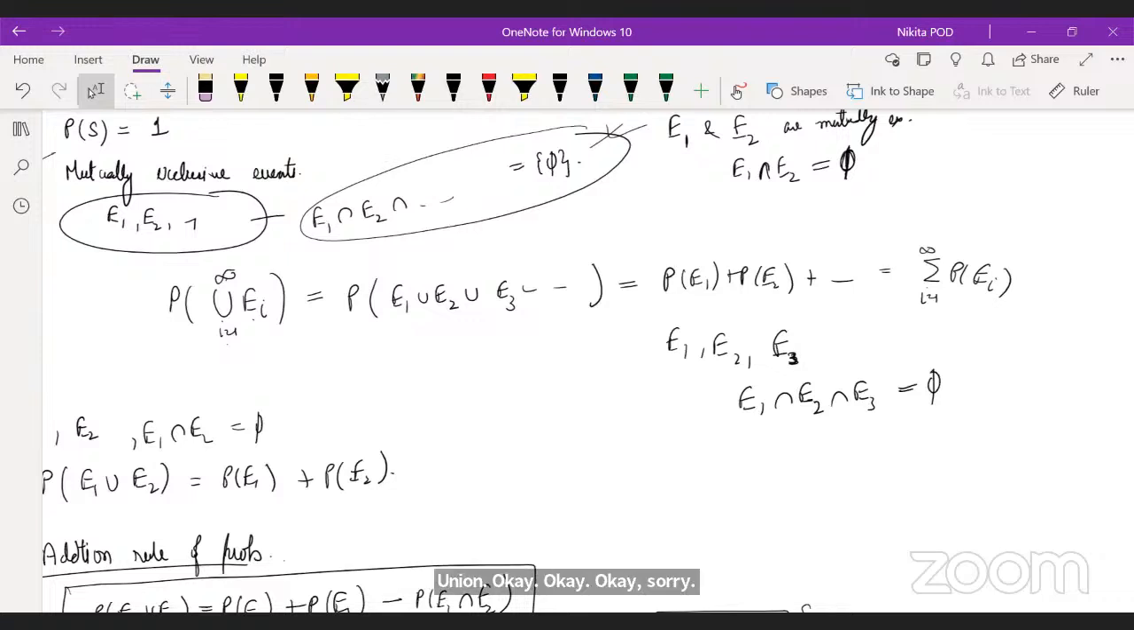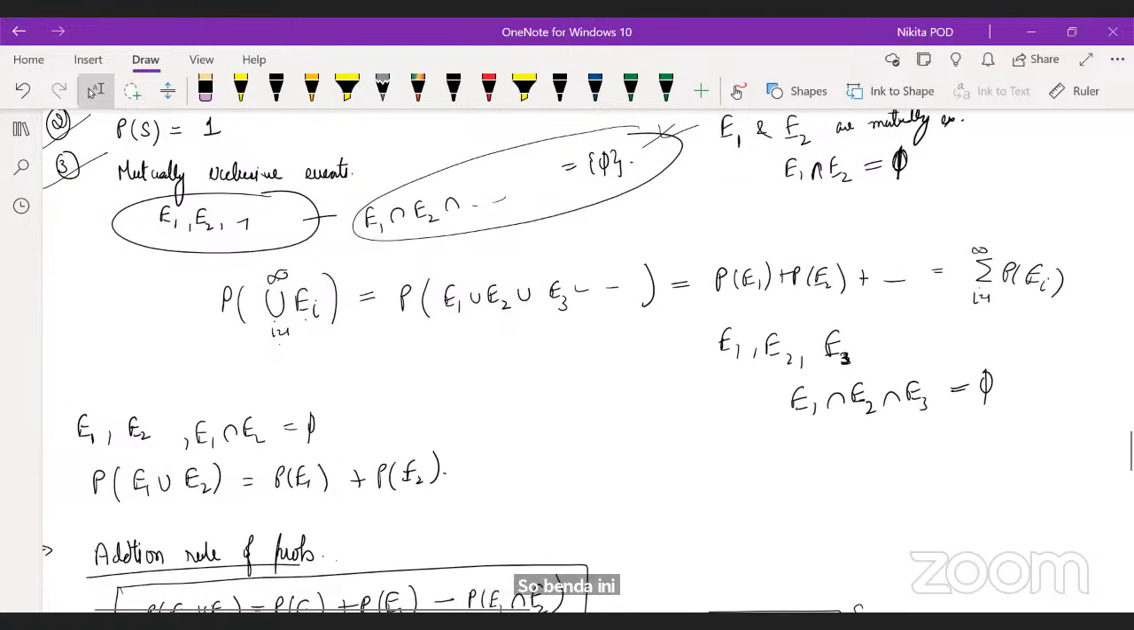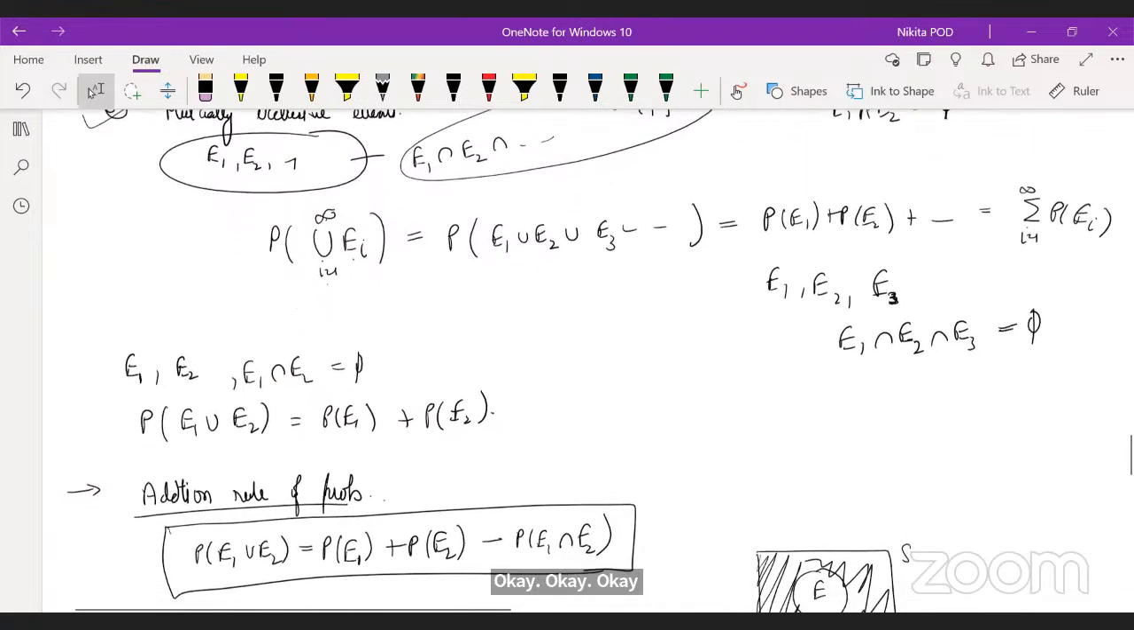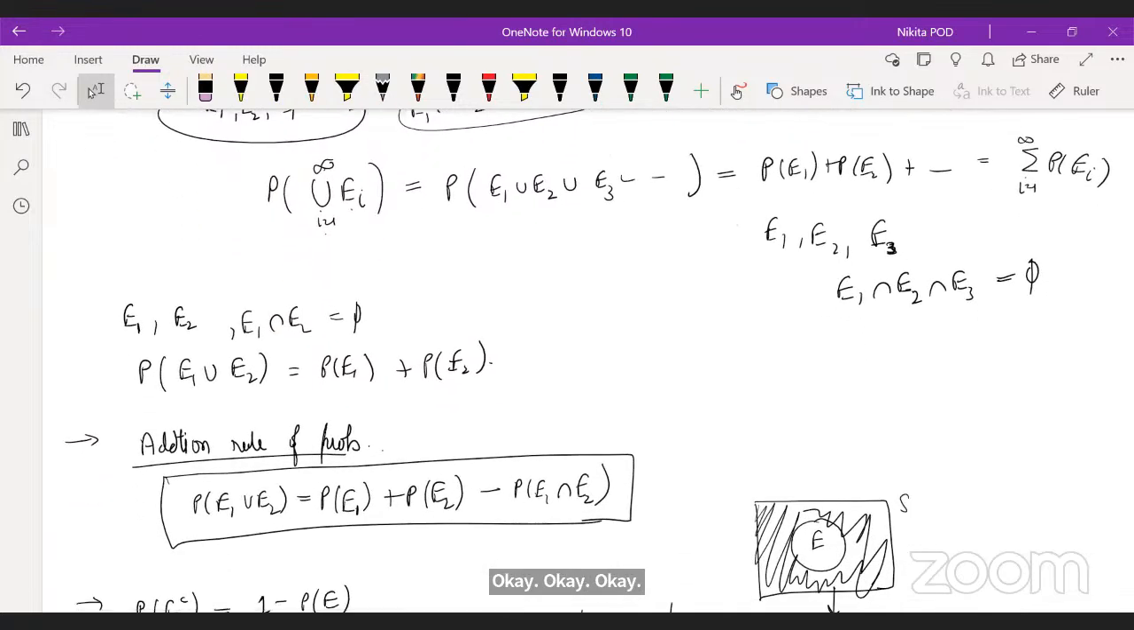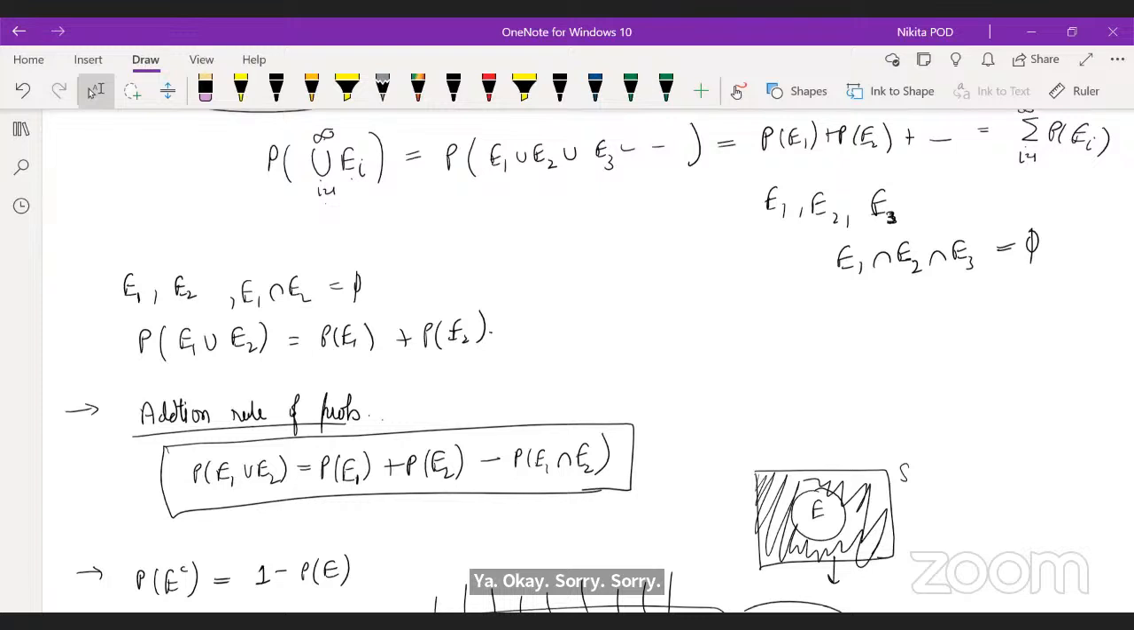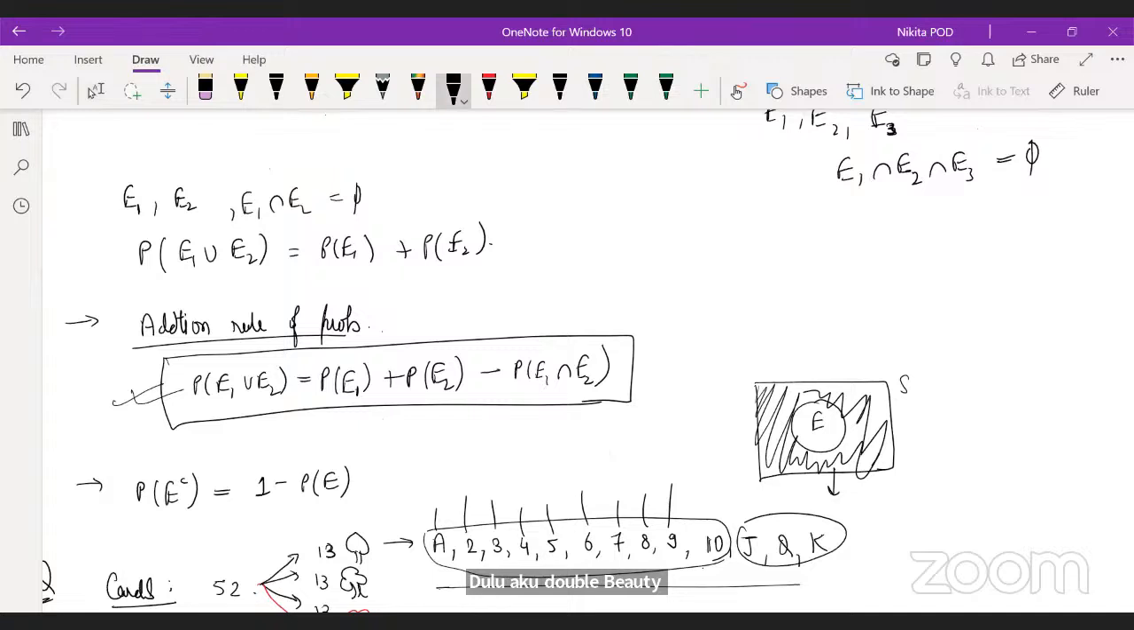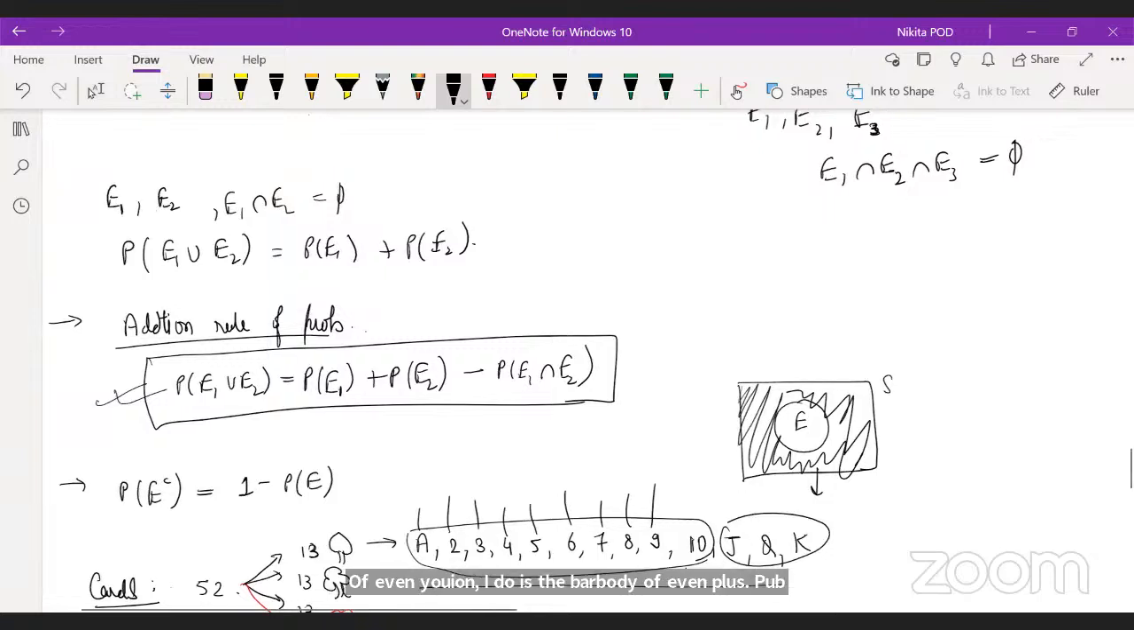Okay. So from there also comes the addition rule of probability, which says if you have suppose 2 events, E1 and E2, then probability of E1 union E2 is probability of E1 plus probability of E2 minus probability of E1 intersection E2. So how is it happening?